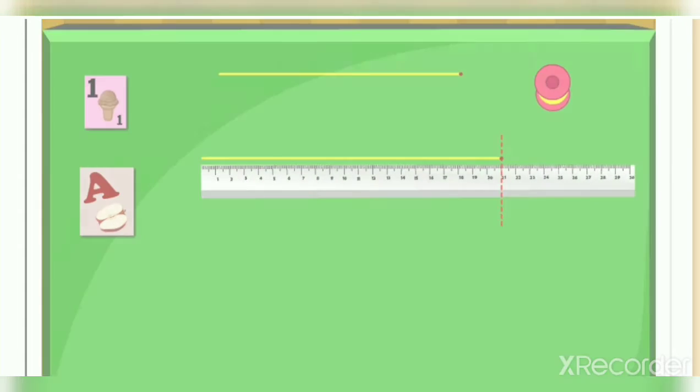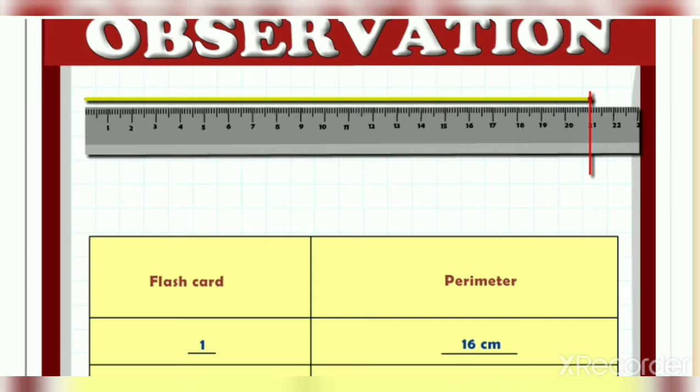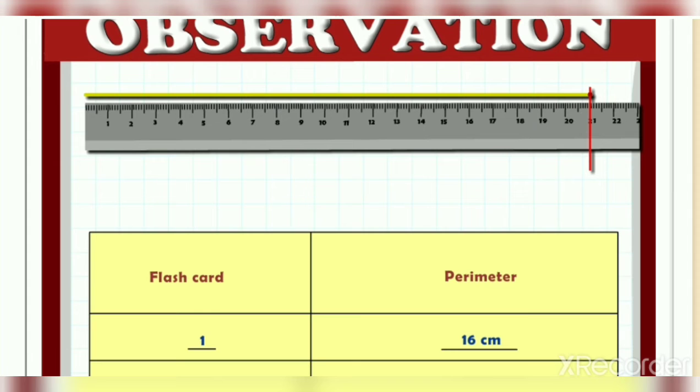Let's record our observation in the observation table. The perimeter of the flashcard marked as A is 21 cm.